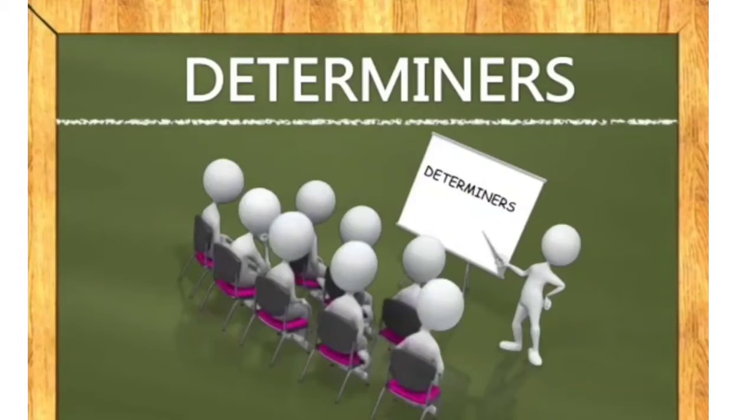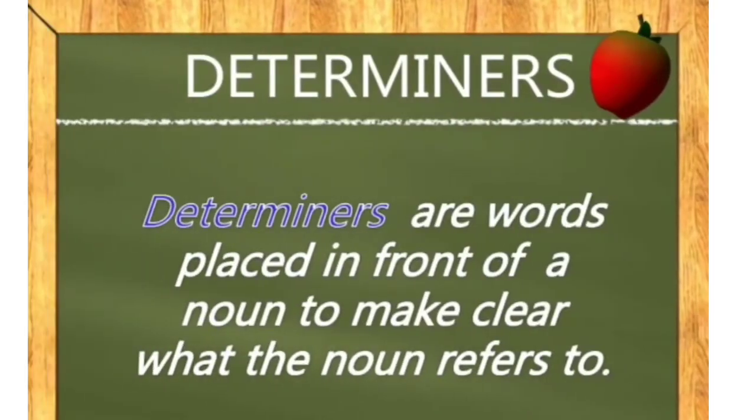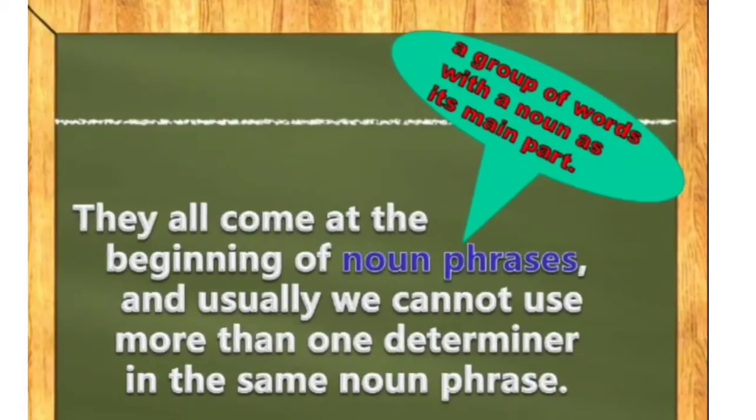For example, can you hand me that pencil? That is the determiner here. Now, types of determiners. There are different types of determiners. Determiners are words placed in front of a noun to make clear what the noun refers to.